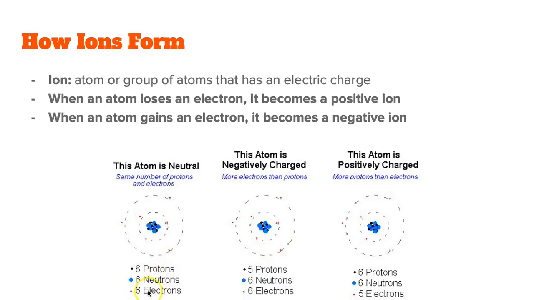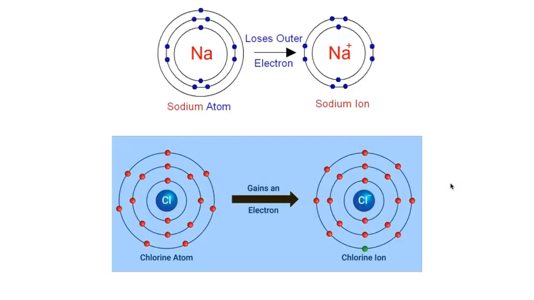Because there's 6 protons and 6 electrons, the sixes cancel out, so that means 0, and that means the atom is neutral. Okay, and so this is an example where one valence electron from sodium is being transferred to chlorine that has 7 valence electrons. So sodium can become stable by losing an electron.